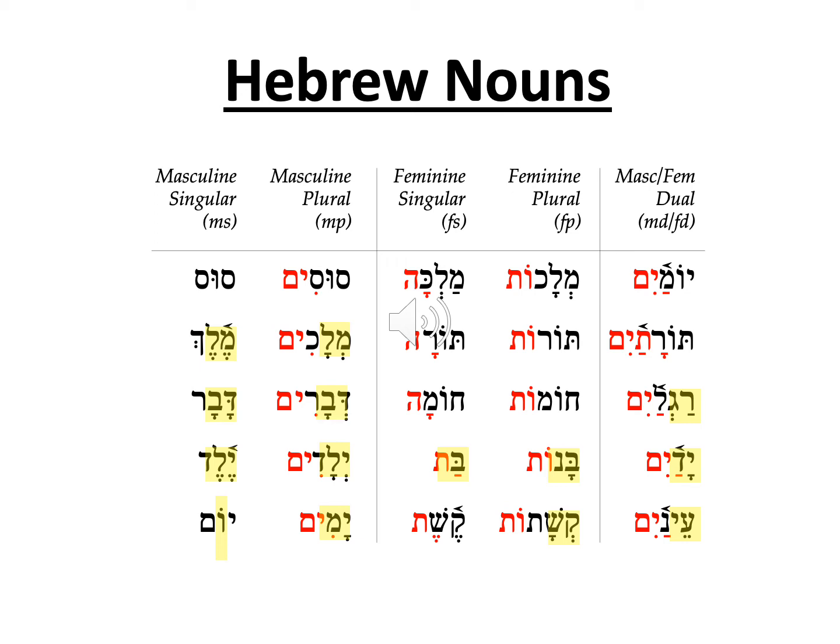Masculine singular has no ending. Masculine plural, regardless of what the rest of the word does, ends in yod mem. Feminine plural in holam vav tav. Feminine singular usually in hey. Dual is ayim, unless the word is feminine, then it is atayim. Very simple endings. You'll get used to them to the point that you won't even think about it anymore because they are everywhere. Just focus on the endings.